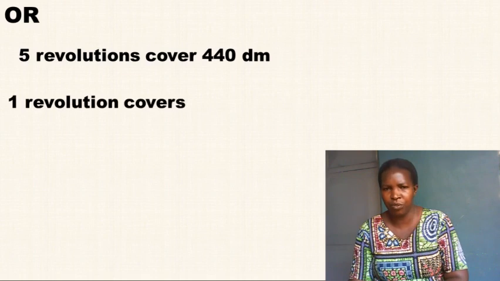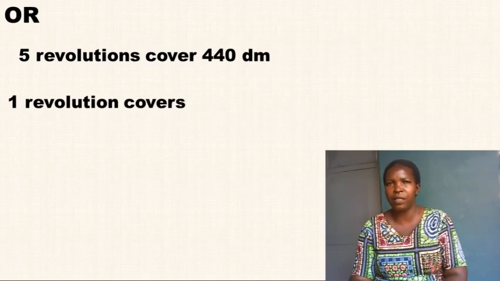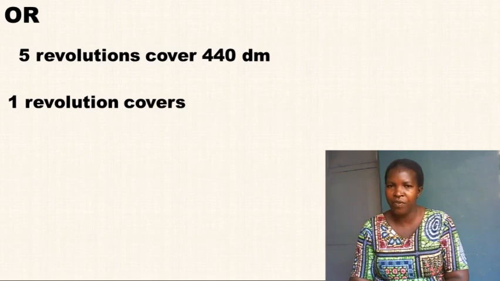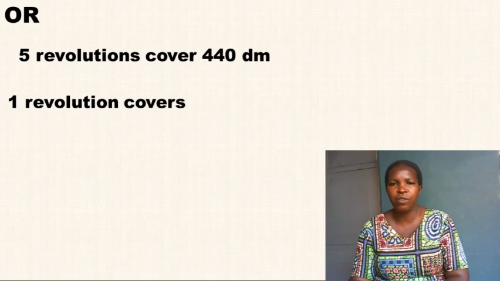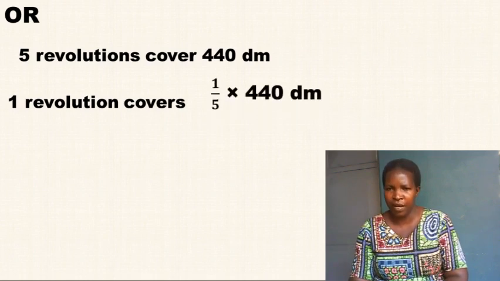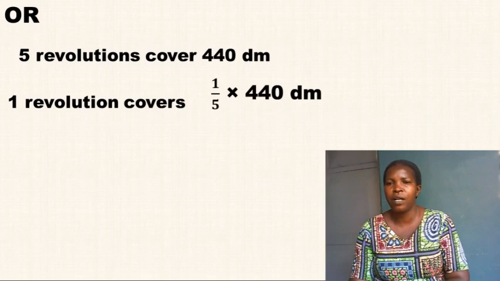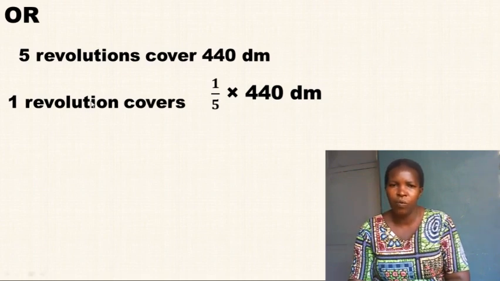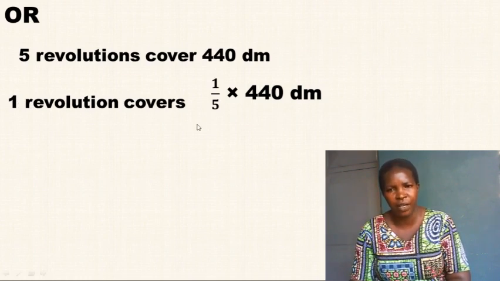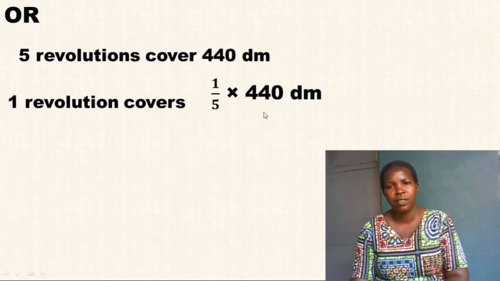How about 1 revolution? Remember, 1 revolution is equal to circumference, and you looked at that in the previous lesson. 1 revolution covers 1 out of 5 times 440 decimeters. Remember, we are looking at 1 revolution. Which distance is covered in 1 revolution? In 1 revolution, it will be 1 out of 5 times 440 decimeters.